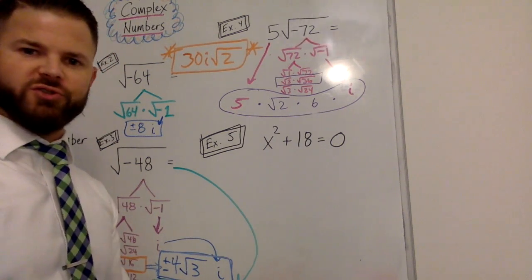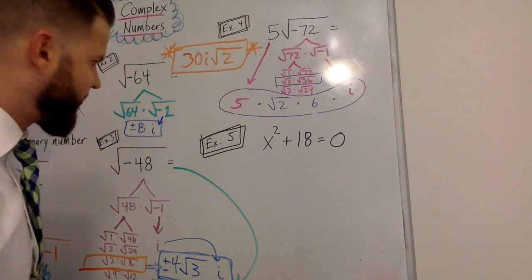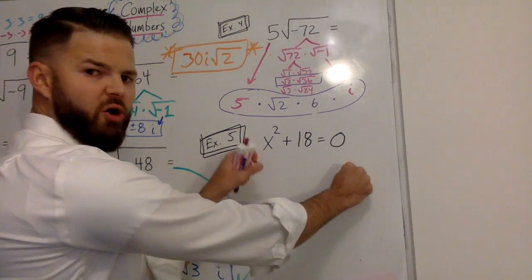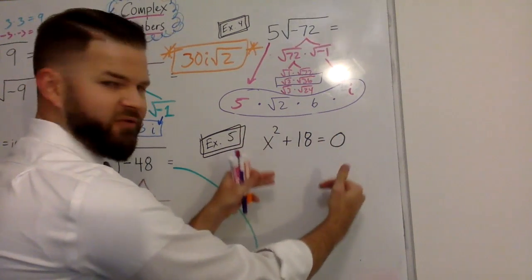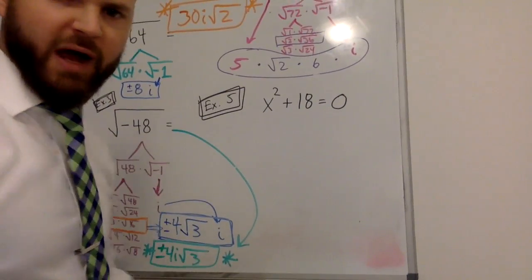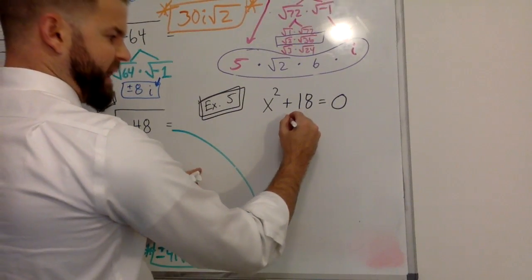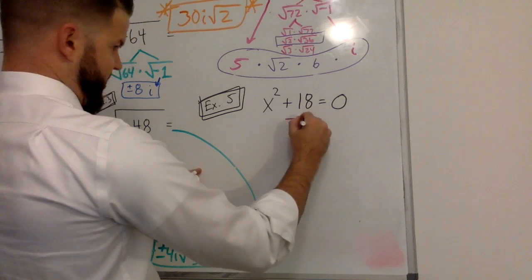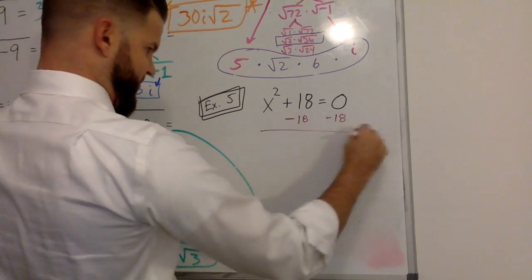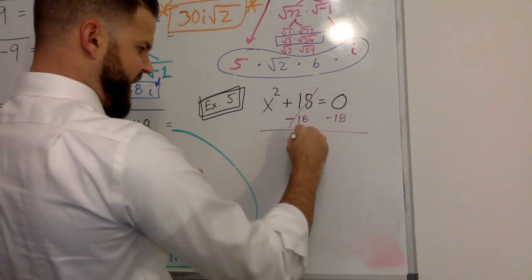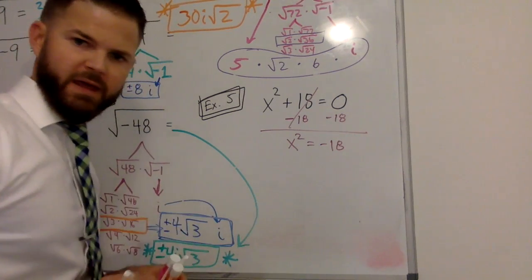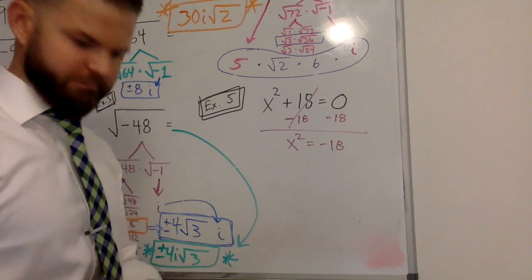So without further ado, Johnny, let's see what we got. So first things first, whenever we're solving an equation, I want to get all my real numbers onto one side, all my variables onto the other, and simplify it down to the furthest form. First things first, I got to get rid of this 18. What's the opposite of positive 18? Negative 18. What I do to one side, I got to do to the other. So these cancel out, leaving me with x squared equals negative 18.